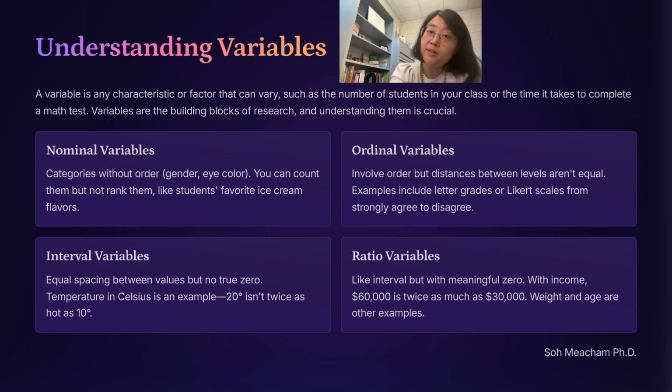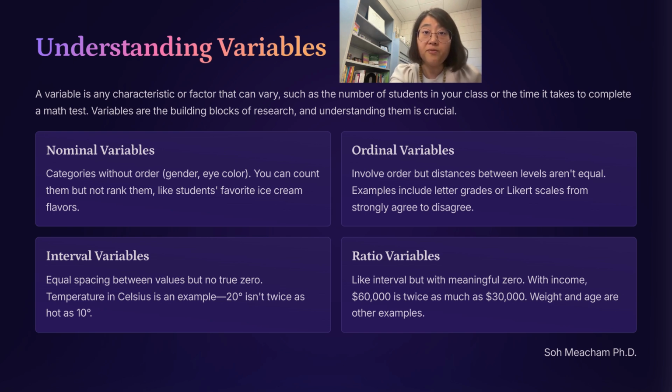Now, let's break down variables by their measurement levels. Nominal variables are categories without any order. Think gender, eye color, or the name of a school. You can count them, but you cannot rank them. For instance, if you are categorizing students by their favorite ice cream flavors, chocolate, vanilla, strawberry, you can count how many students prefer each flavor, but you cannot say one flavor is better than another.